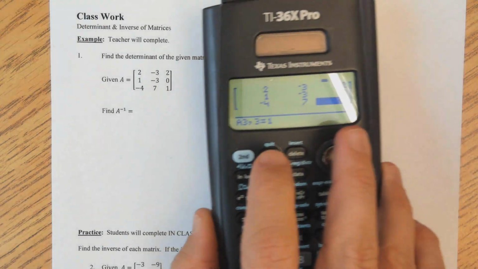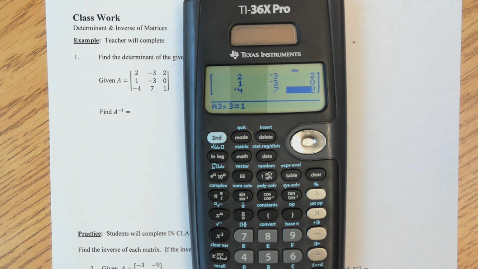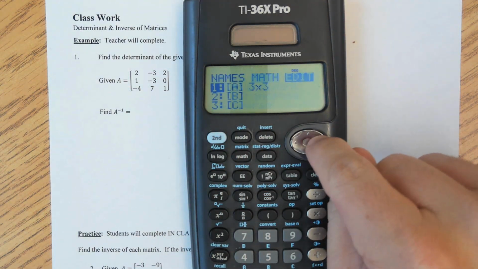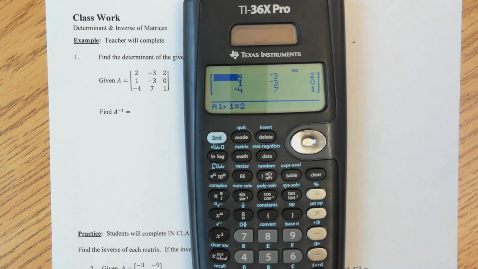Okay? Now, sorry, I know there's a little bit of glare there, so let's go ahead and match it and see if we've got it correct. So mine does look to be good there. Okay? So again, how did I do? I hit second math. I went over to edit, and now look at it. If we hit second math again, we should now see a 3 by 3 matrix there for A. Hit enter, and there you go. There's your matrix. So 2, -3, 2, 1, -3, 0, -4, 7, 1.